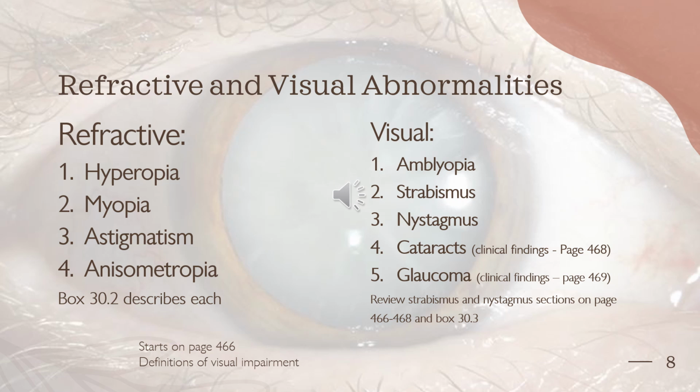And then you have anisometropia, which is where each eye has a combination of refractive errors. So they may have nearsightedness and an astigmatism, etc. Box 30.2 on page 466 describes those, so you need to look that over. It also goes into the definitions of visual impairment.